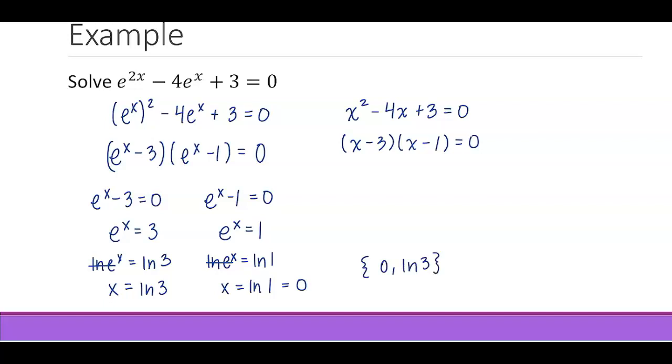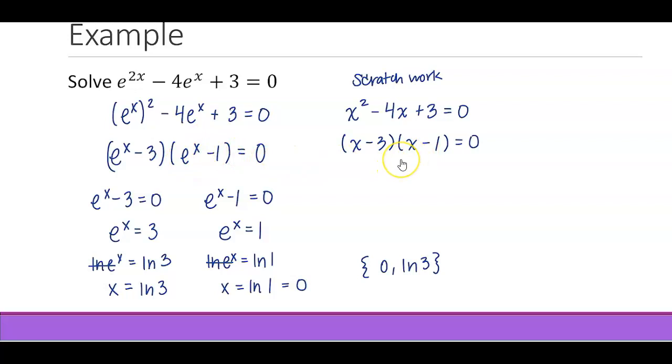So this work over here was just scratch work, and you really didn't even have to do it. I just wanted to show that parallel, that it's just like factoring a quadratic. That's how we ended up with (e^x - 3) times (e^x - 1).